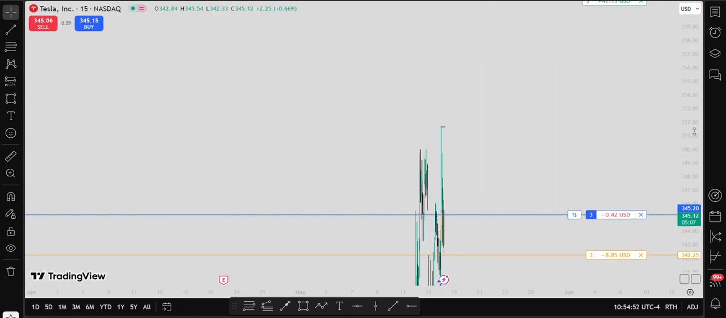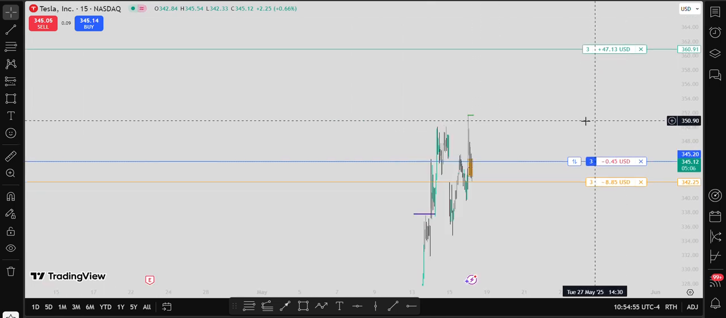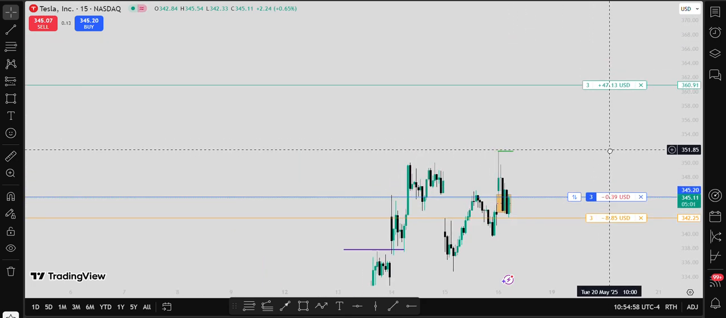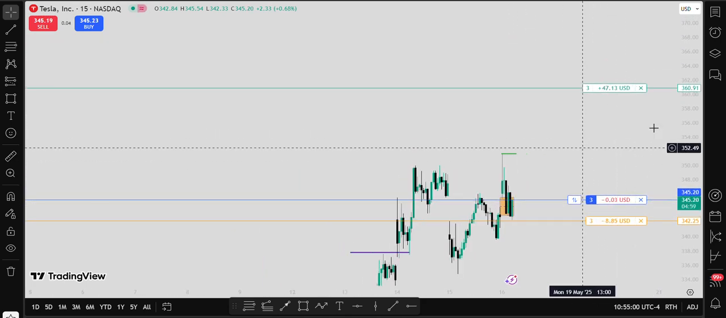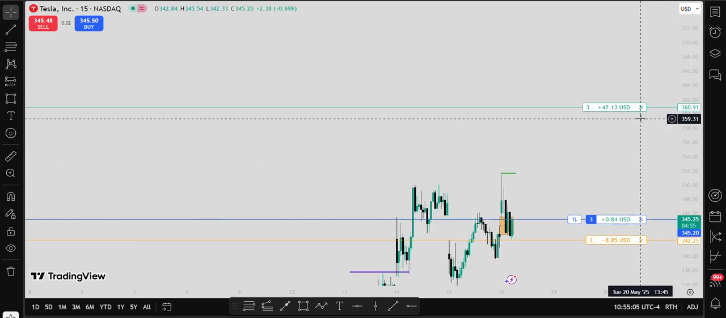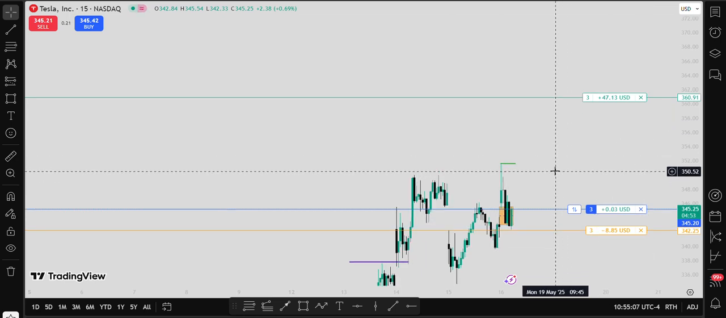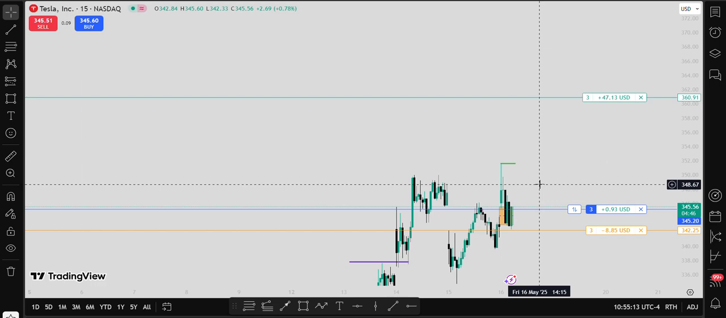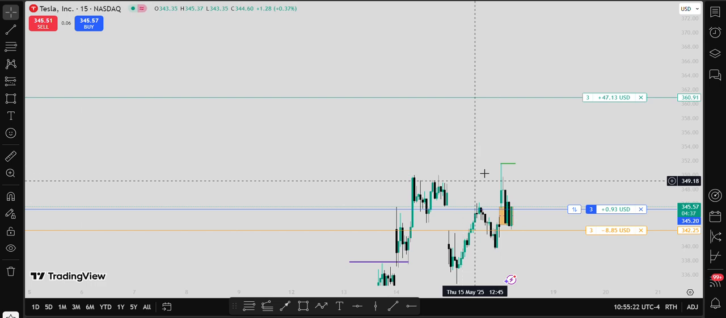Long-term forecast for Tesla, I'm seeing that we are going to actually reach 360 very soon, because we're approaching June and July, where robotaxis are going to be announced. And I believe that since there are already people speculating on what's going to happen, we are going to take out these highs.